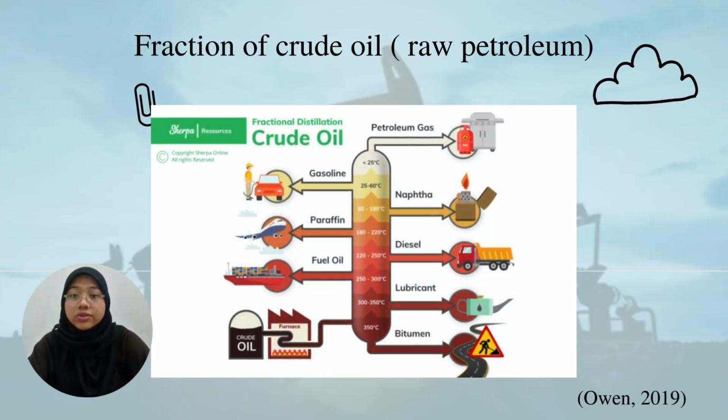So, this is an illustration of the fractions of crude oil. We have bitumen, lubricant, fuel oil, diesel, paraffin, naphtha, gasoline and petroleum gas. So, which one is made into plastic? Based on our research, naphtha is the one that is made into plastic. The production of plastics involves the polymerization of monomers derived from naphtha.